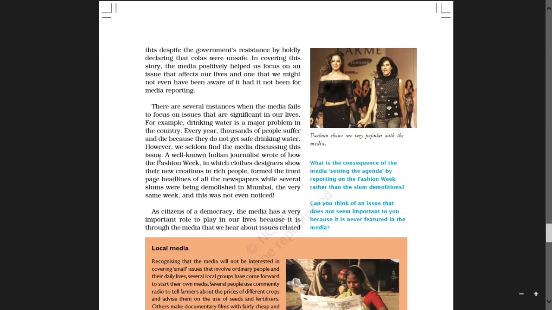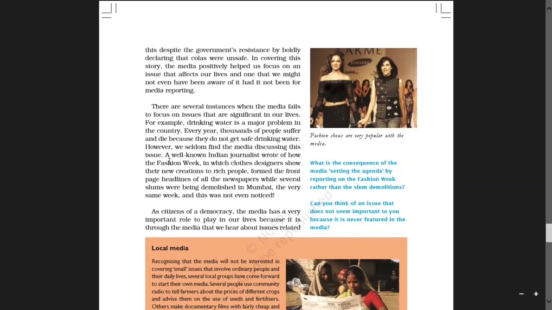A well-known Indian journalist wrote of how the fashion week in which clothes designers show their new creations to rich people formed the front page headlines of all the newspapers while several slums were being demolished in Mumbai the very same week, and this was not even noticed.